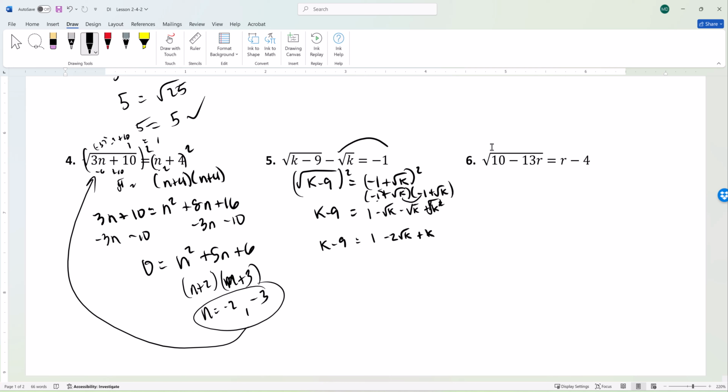Well, I now want to isolate this square root again. So I can subtract k on both sides. I can subtract 1 on both sides. And so now I get negative 10 equals negative 2 square root k. Divide both sides by negative 2. Now I can square both sides.